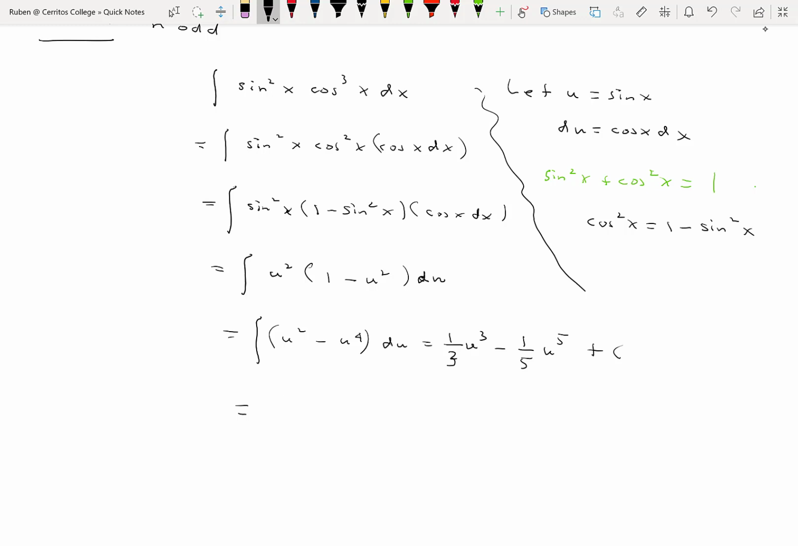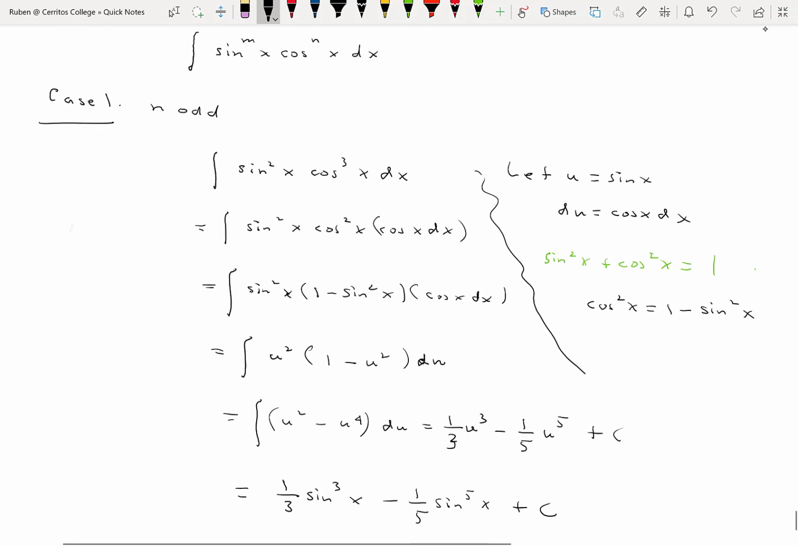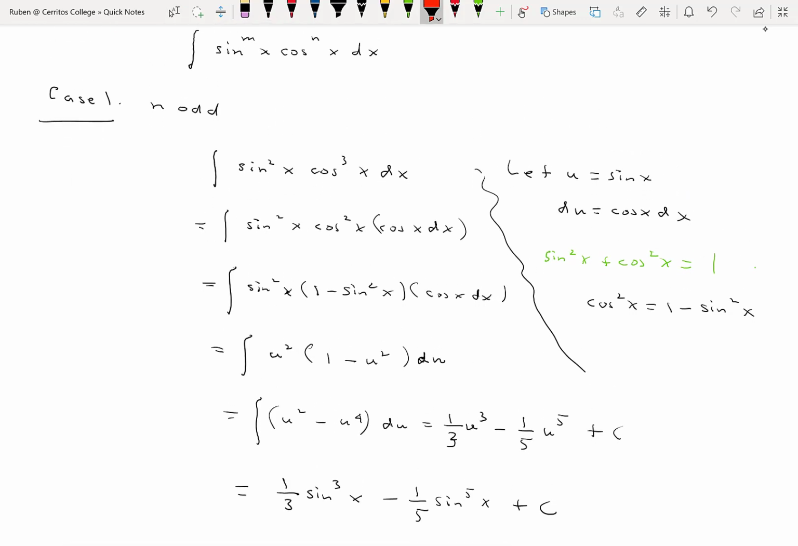U was sine of x, so this is 1/3 sine cubed x minus 1/5... oh, no, I keep doing that. The substitution was sine for u, so 1/5 sine to the 5th x plus a constant. Okay, so we don't get too far away from what we just did.